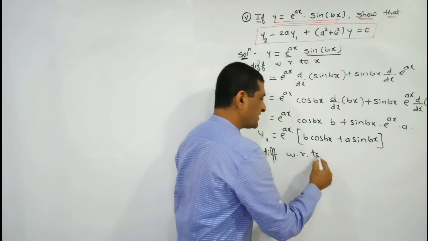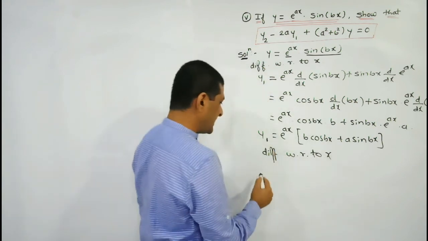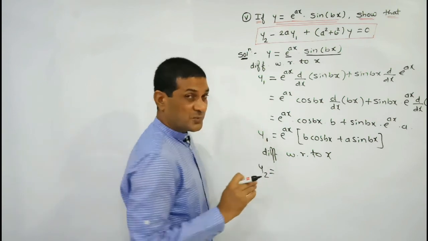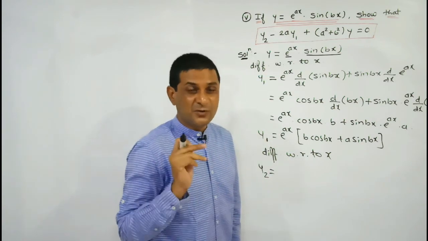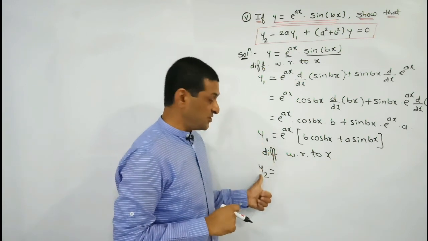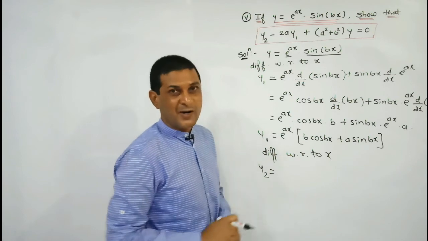Let us see what result we will get here. On this side, derivative of y1 will be equal to y2. So second order derivative is denoted by what? y2. y1 means first order derivative, dy by dx, and its differentiation y2 means d2y upon dx square.